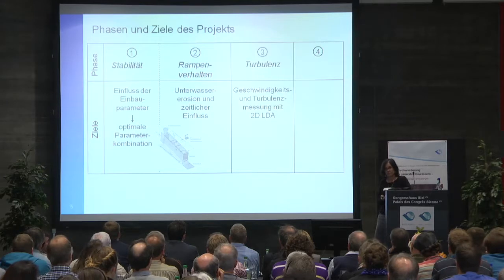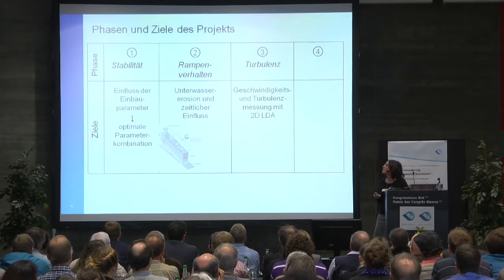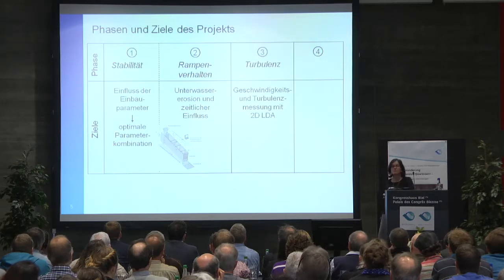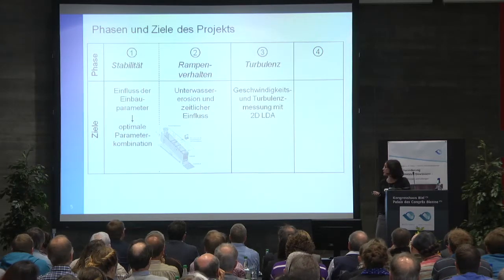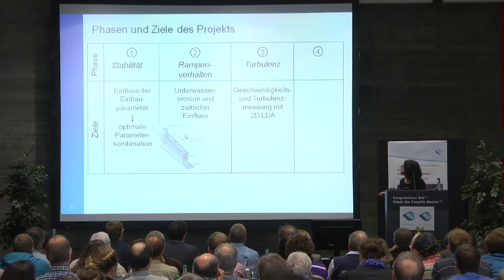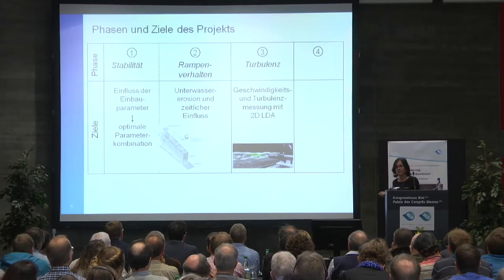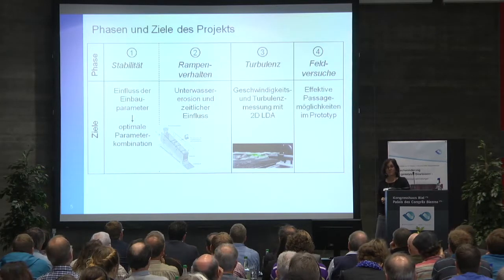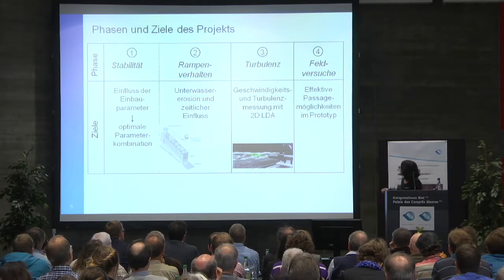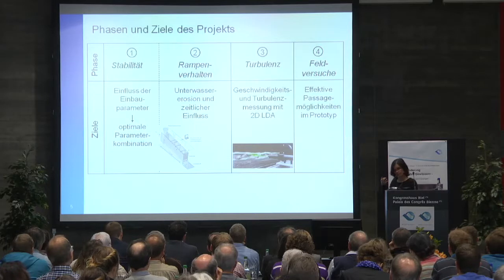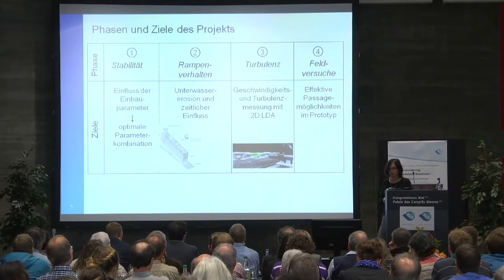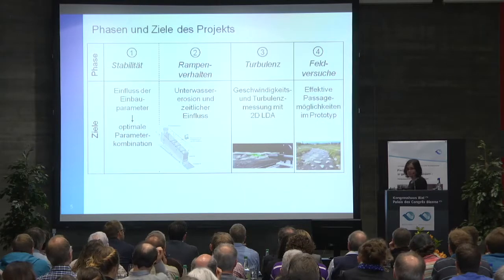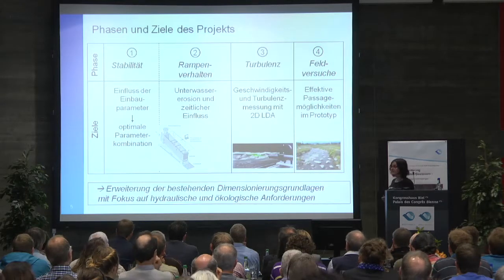Third phase, that's kind of basic research, description of turbulences in these heterogeneous ramps, measuring speeds with a 2-dimensional LDA system. And I will show you a picture later on. And that was tested in a second lab. Fourth, field test. We did practical tests to determine the effective passability opportunities of these ramps, and of course field tests in a prototype.